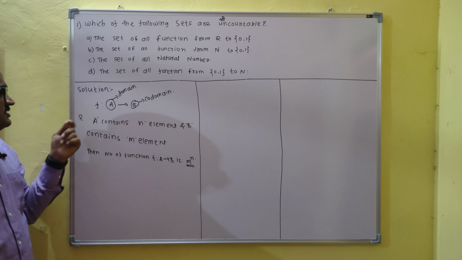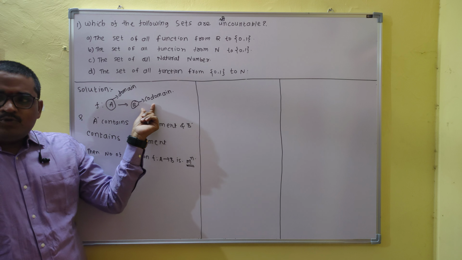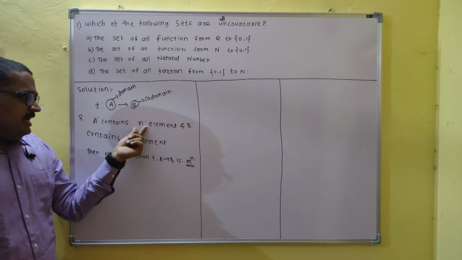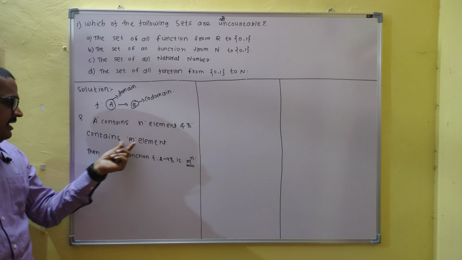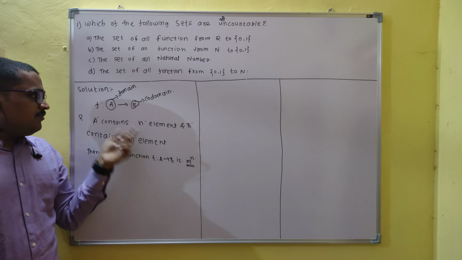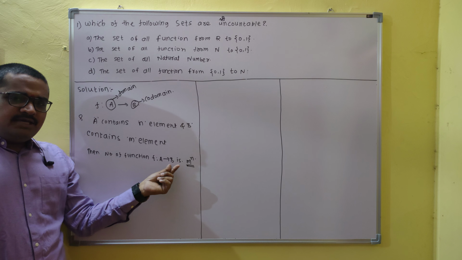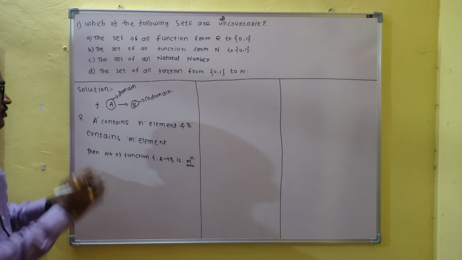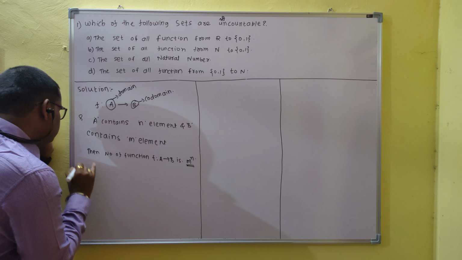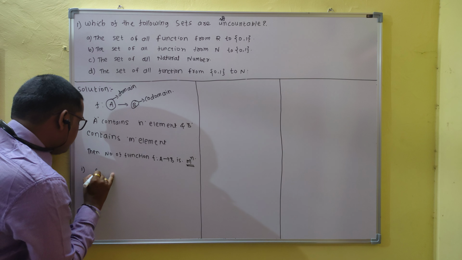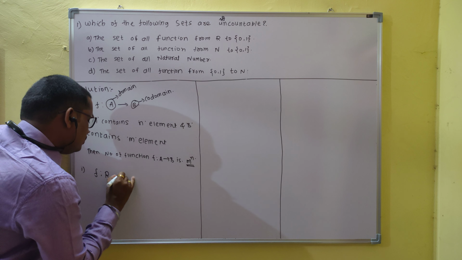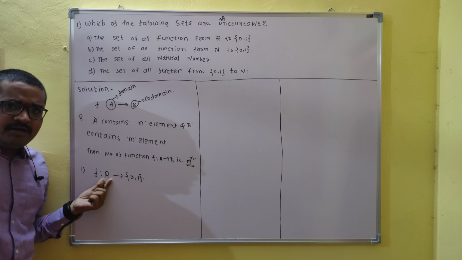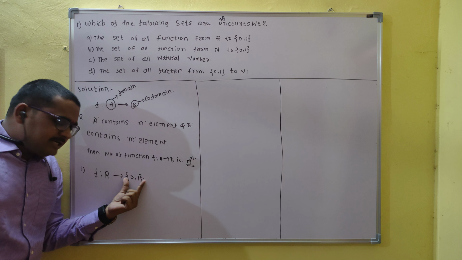The result is: if f is a function from A to B, and A contains n elements and B contains m elements, then the number of functions from A to B is m to the power n. This is our basic result. Now we'll see the options one by one. The first option is a function from R to {0,1}. The cardinality of R is uncountable and the cardinality of {0,1} is 2.